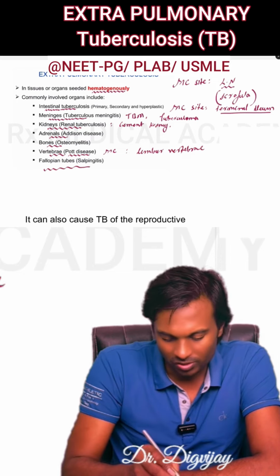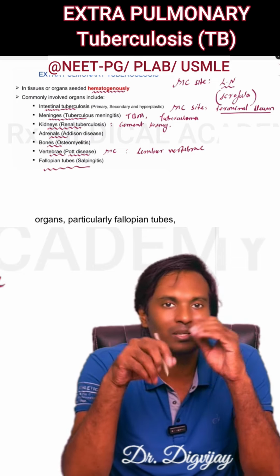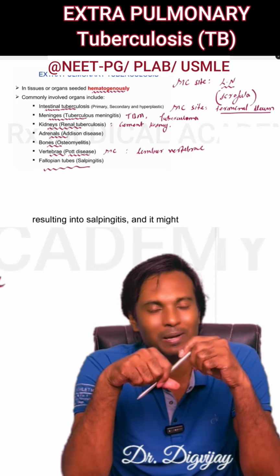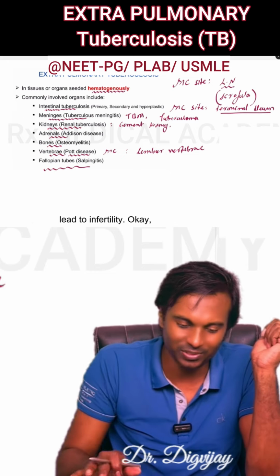It can also cause TB of the reproductive organs, particularly fallopian tubes, resulting into salpingitis, and it might lead to infertility.